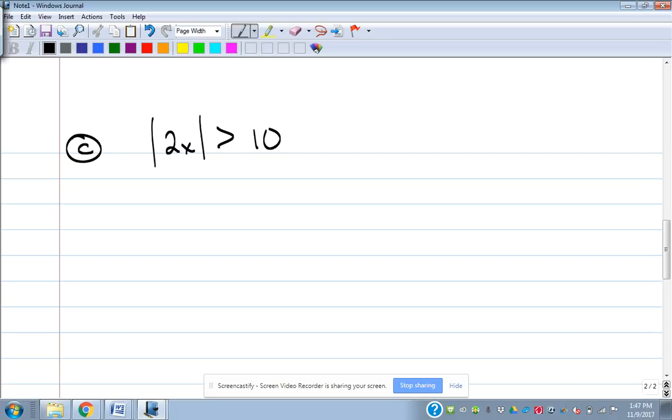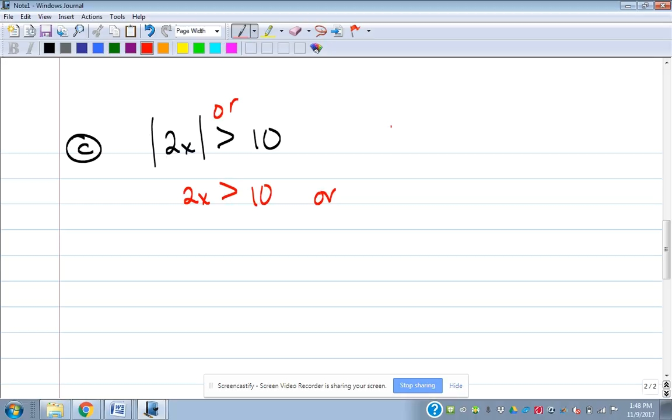Absolute value of 2x is greater than 10. OR problem, because it's greater than. So we set up the first one. 2x is greater than 10. Everything's the same about it, except it doesn't have the absolute value marks. Yeah, we'll divide both of them by 2. But we've got to set up the other one first before we forget about it.